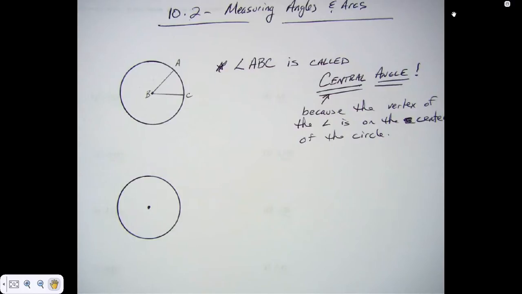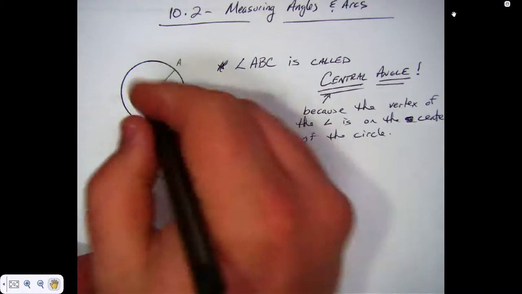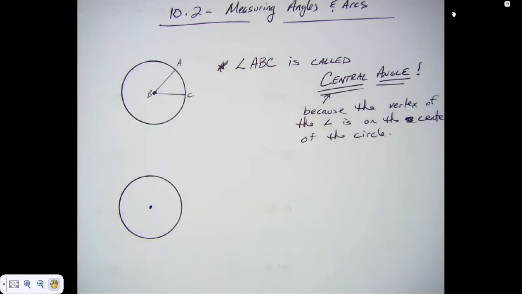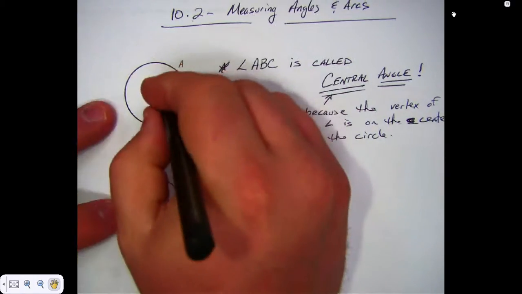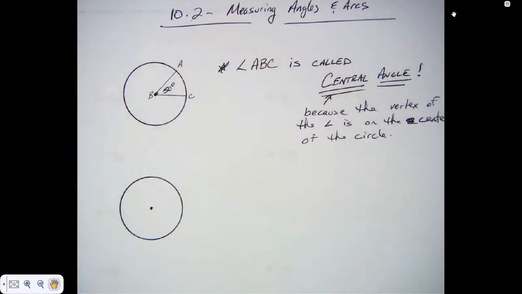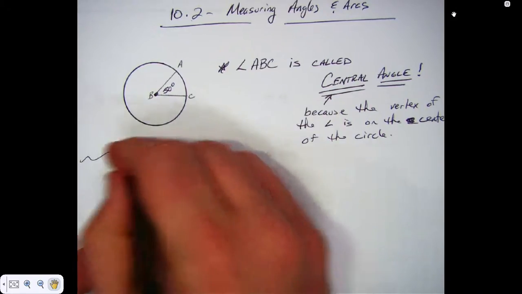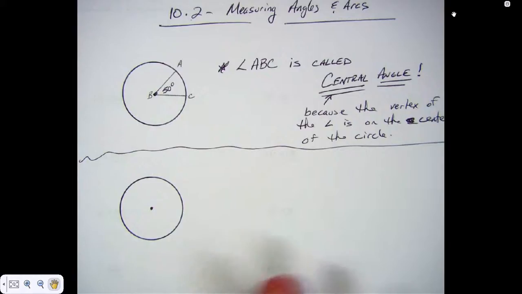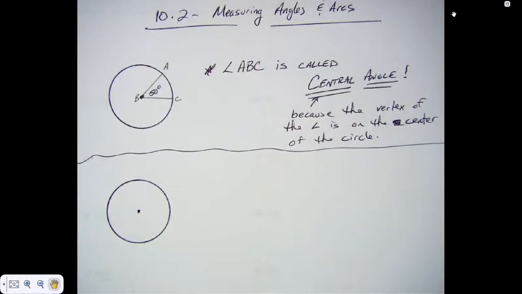It's called a central angle because the vertex of the angle is on the center of the circle. That's what makes it a central angle. So I would call this circle B. Let's say it's a 50-degree angle. So everybody understand what a central angle is? Any questions there? Very, very important.